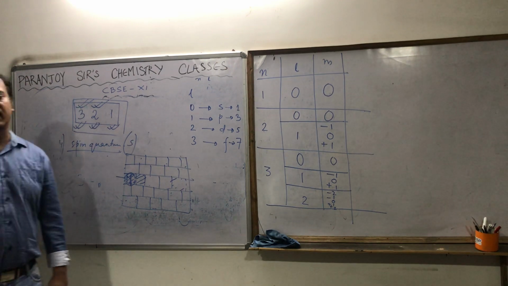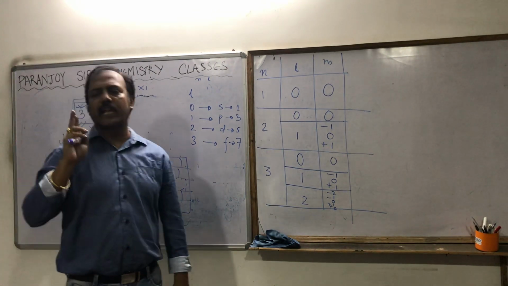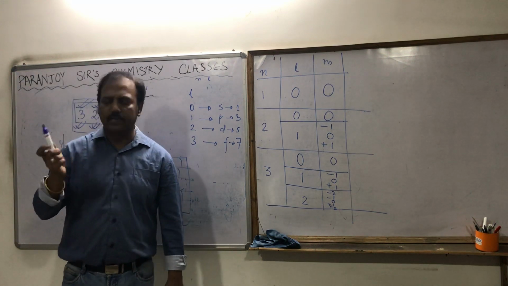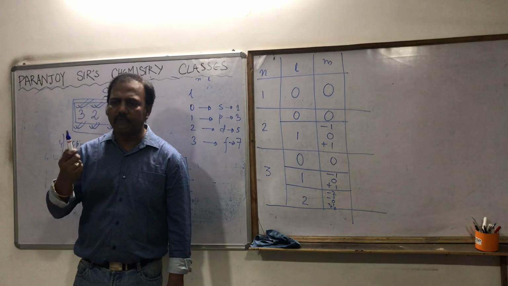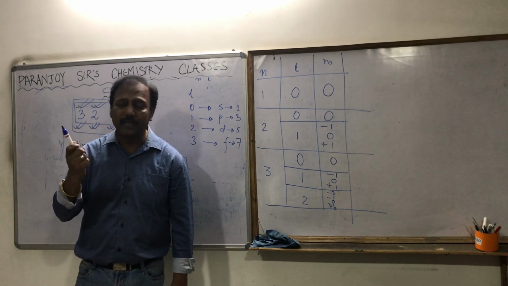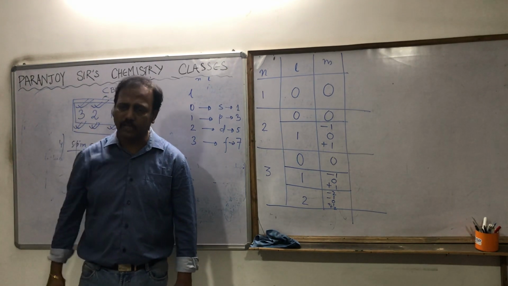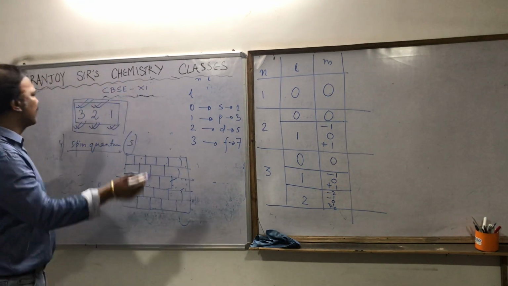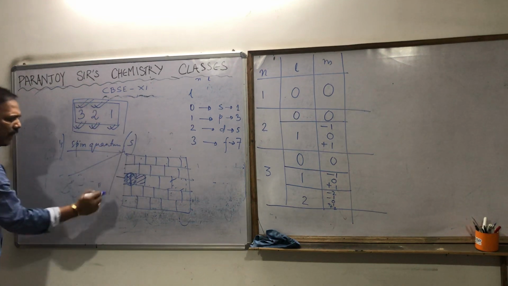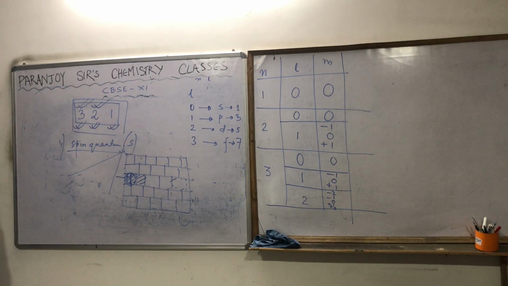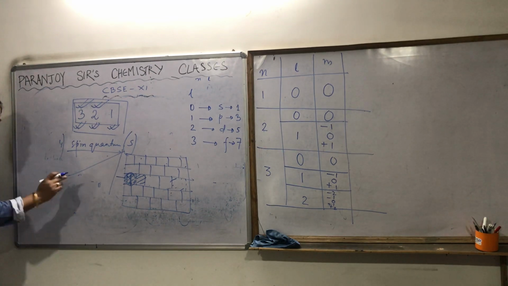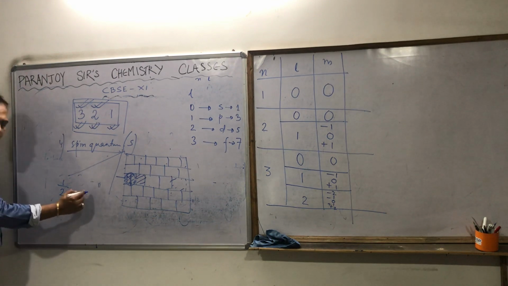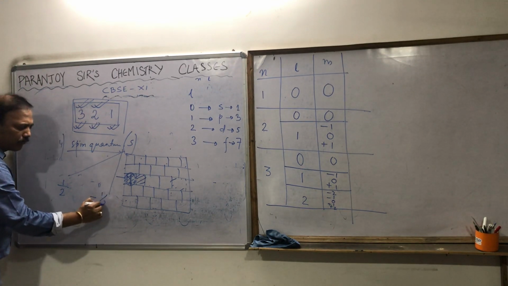In each orbital there can be 2 electrons, one having clockwise spin, another having anti-clockwise spin. Spin, not rotation, on its own axis. So S can have 2 values. The spin quantum number can have 2 values. If it is rotating clockwise, we will denote it by plus half, and if it is rotating anti-clockwise, we will denote it by minus half.